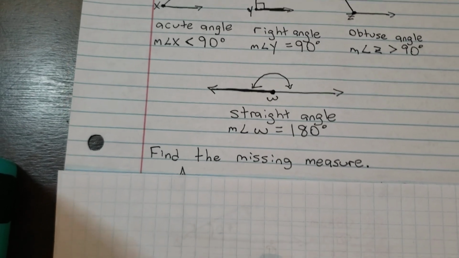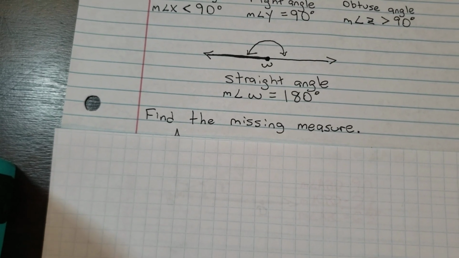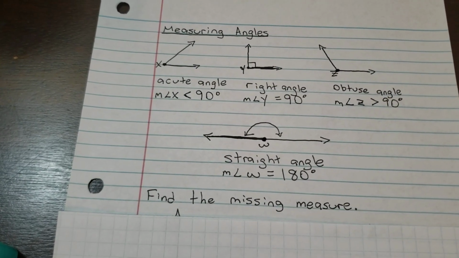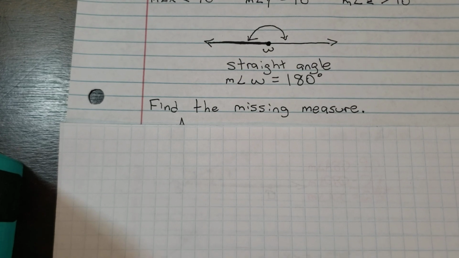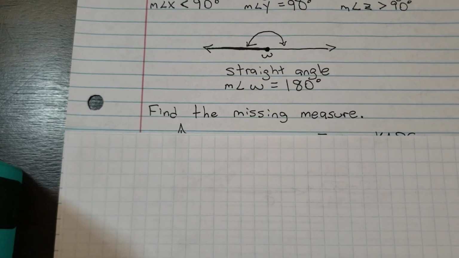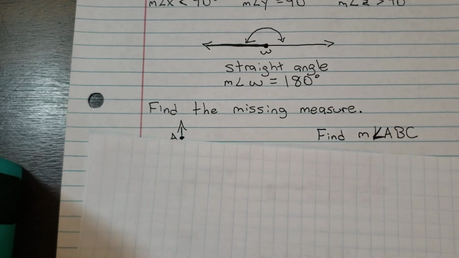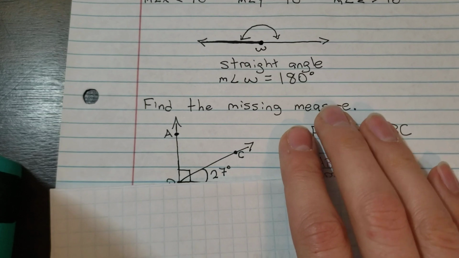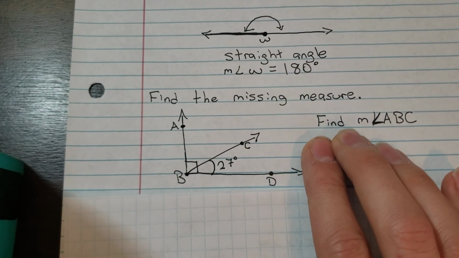Okay, what we're going to be focusing on a lot in your homework, quizzes, and tests is finding missing measures. Now, because we know this kind of business, we're going to be able to find these missing measures, hopefully without any issue. So what we're asked to do is find the measure of angle ABC. So we've got this information. I'll give you a second to write that down.